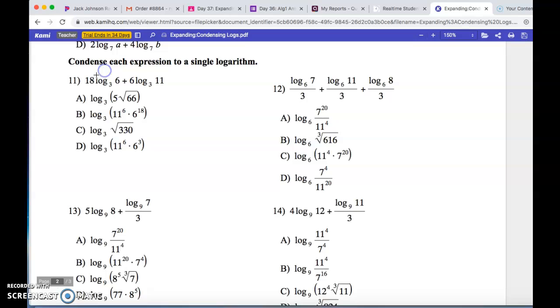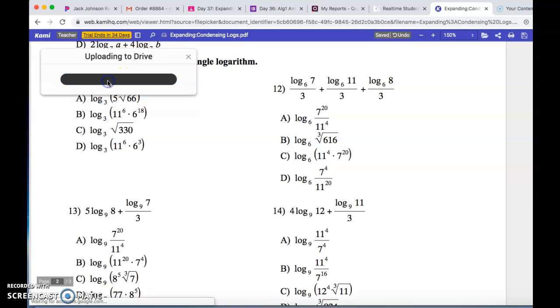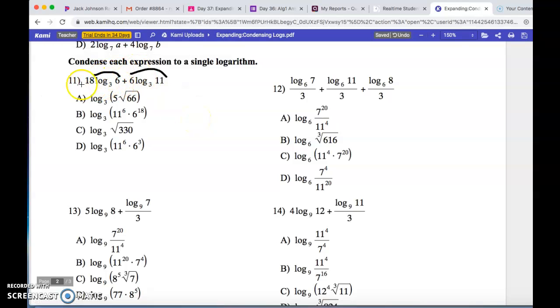So if I bring this back up top there, that's a power. If I take the 6, that goes up top there as a power. So really you're looking at log base 3 of 6 to the 18th times log base 3 of 11 to the 6th. Remember, when you combine these using the times, you don't repeat the logs anymore. That's why we're condensing. So it goes down to only one log.